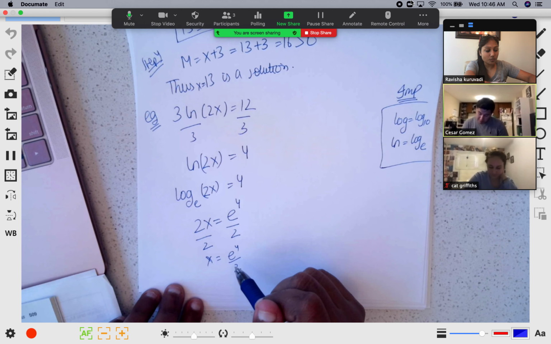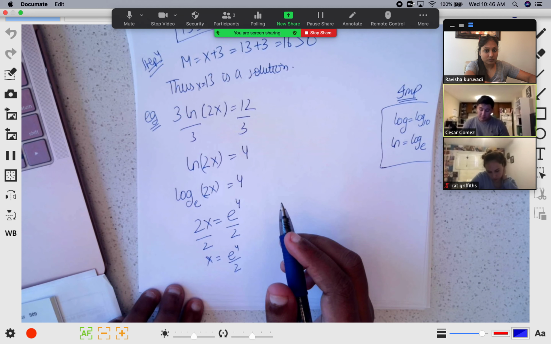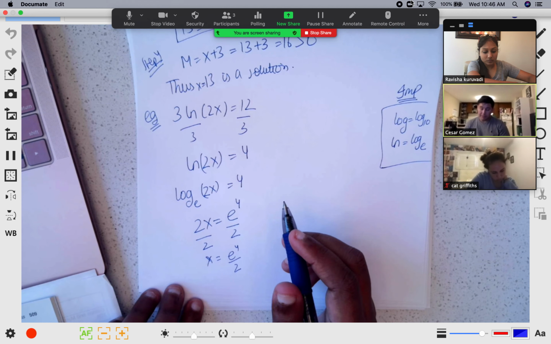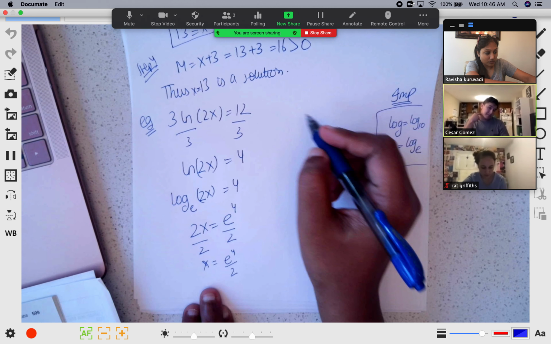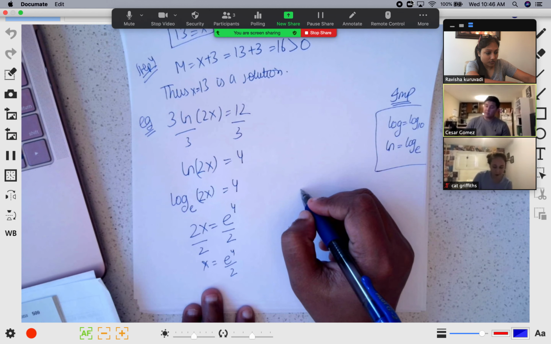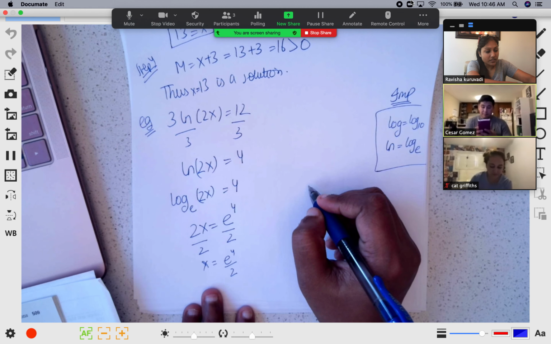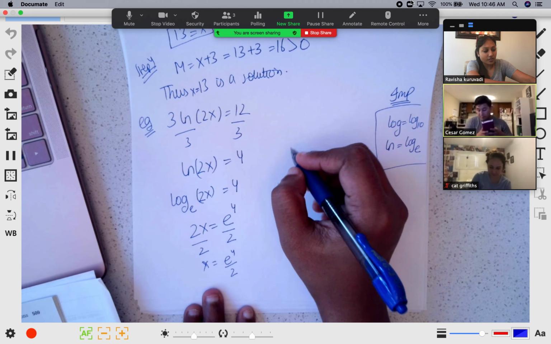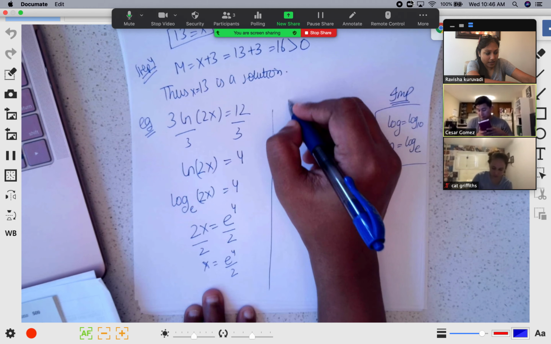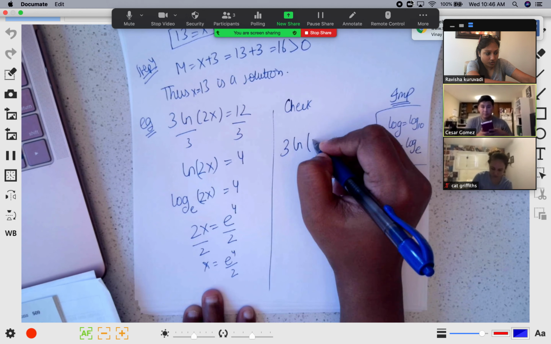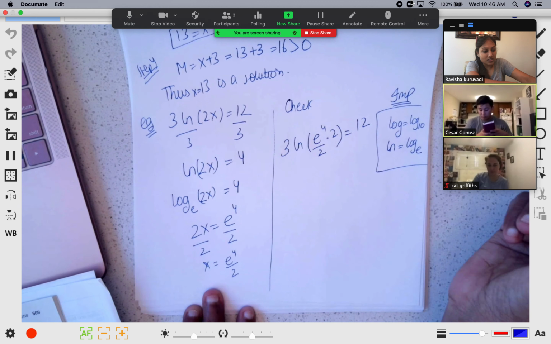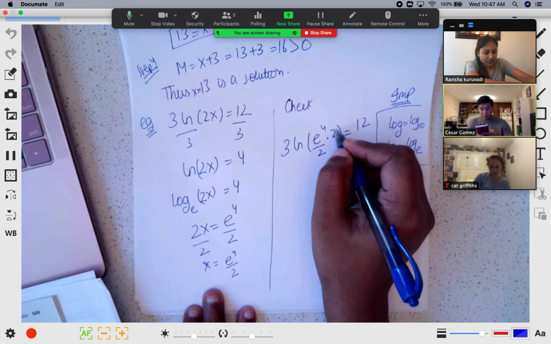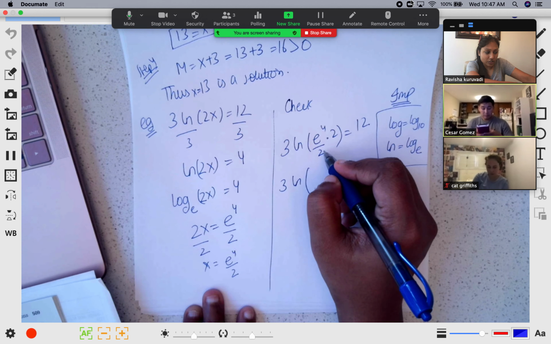Where will I put this e to the power of 4 over 2? In the original equation. So 3 ln of 2x, yes. So let's check here. You get 3 ln of e to the power of 4 over 2 times 2 is equal to 12. This thing is supposed to be positive. So you get 3 ln, this 2 gets cancelled, you're left with e to the power of 4 is equal to 12.